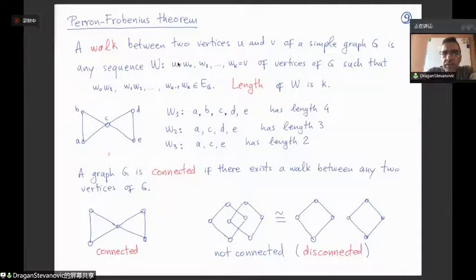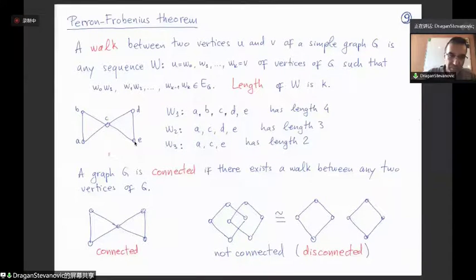So, a walk between two vertices u and v in a simple graph is simply a sequence of vertices. We start with the vertex u, and then we list the vertices until we come to vertex v at the end. What is important? We want to walk across the graph, which means that any two consecutive vertices in our list should be adjacent. So W0, W1 should be an edge of G, W1, W2 should be an edge, and so on. And of course, the length of the walk is equal to the number of edges in it.